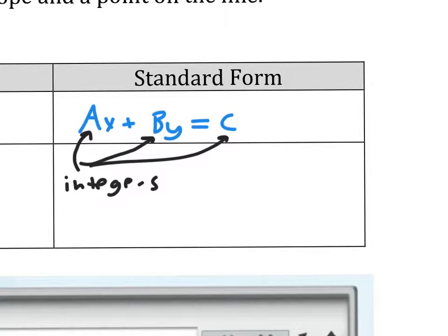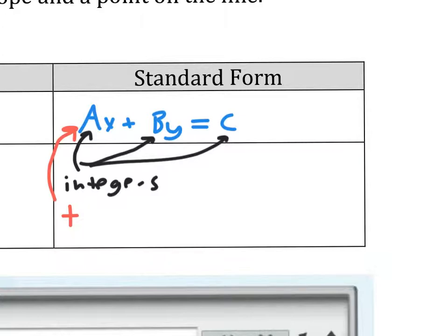In fact, oftentimes the instructions will say, rewrite in standard form with integer coefficients. However, generally we already do that. And one other thing about A is usually A is positive. Again, it doesn't have to be, but usually that's positive.